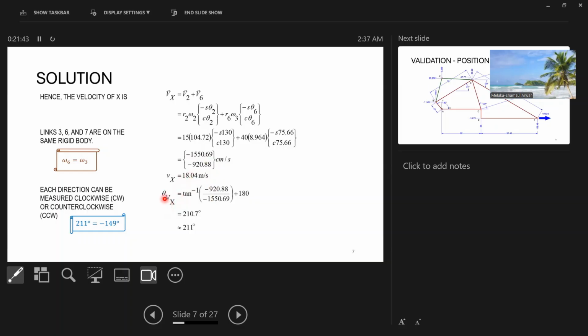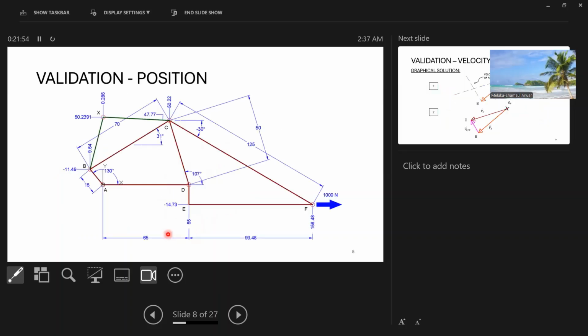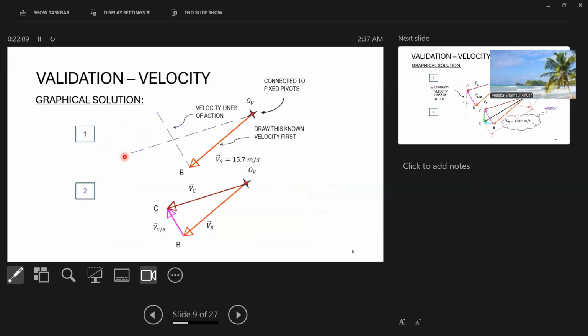Then from there, we can also find the direction of our velocity x. So that is found to be 211. Okay, so this is the position analysis using the graphical method. Here I use ordinate to get the position of x. And then the graphical solution for velocity.